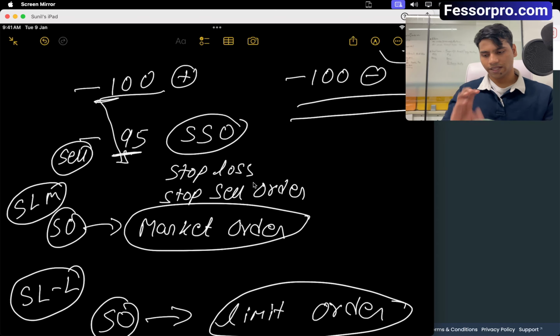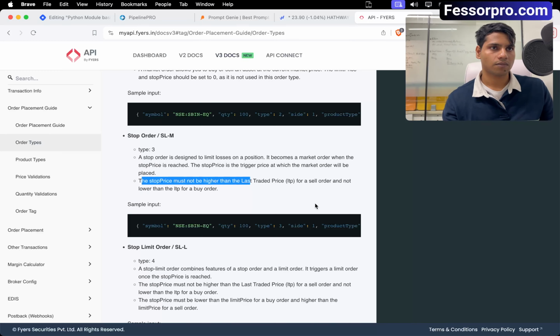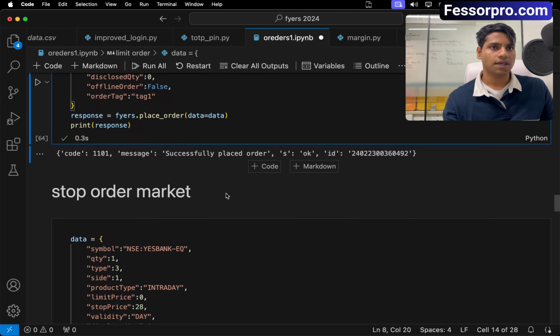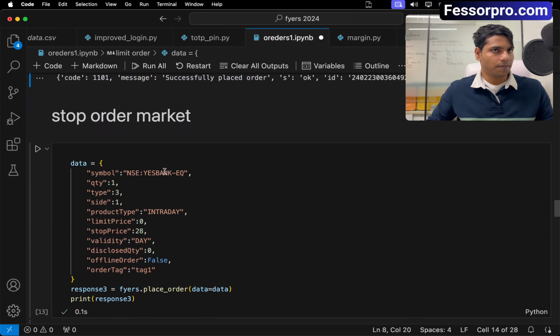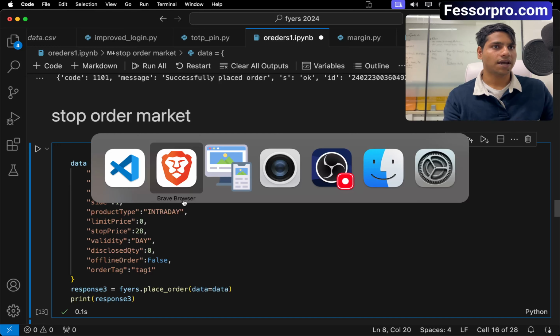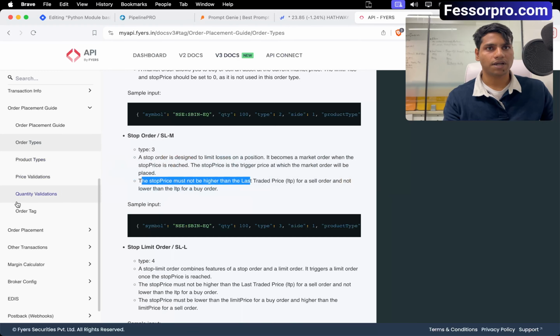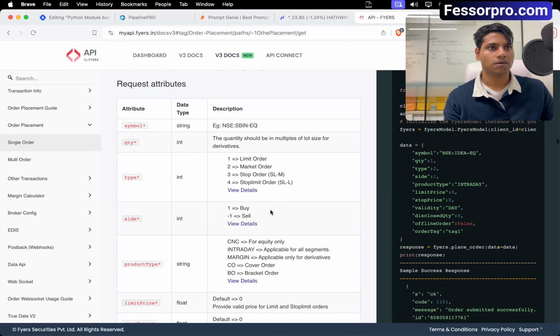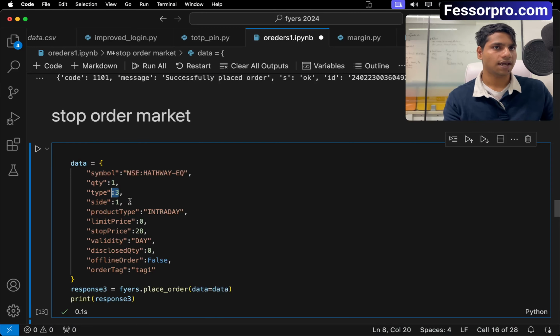Okay. So, let's place a stop order now. First I'll show you stop order market. If I want to place a market order, first I'll specify the name of the stock. Let's go for Hathway. Second is quantity. I want it one. Third is type. Now what should be type? If you refer to documentation, order placement, for stop loss market, type should be 3. So this is 3. Side is 1.